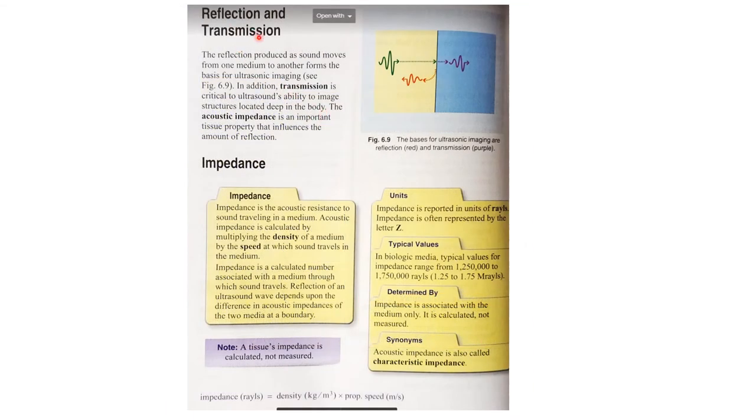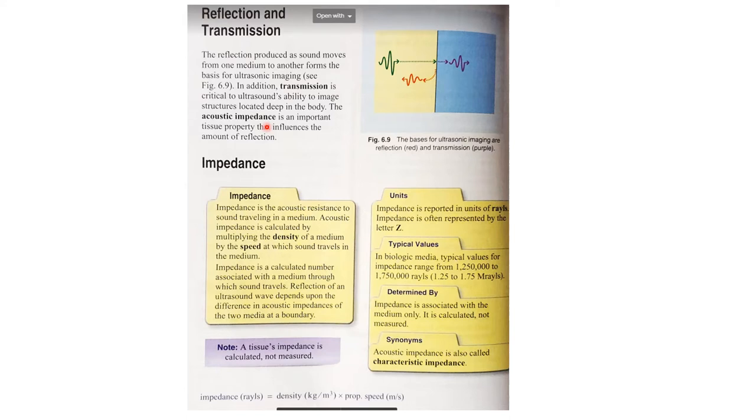Now we've talked about reflection and transmission, and before that we talked about angles and refraction, things like Snell's law. Here are some additional considerations. The reflection produced as a sound wave moves from one medium to another forms the basis for ultrasound imaging. In fact, you get the reflected signal back, and that's what you're measuring. And so this is important. In addition, transmission is critical to ultrasound's ability to image structures located deep in the body.